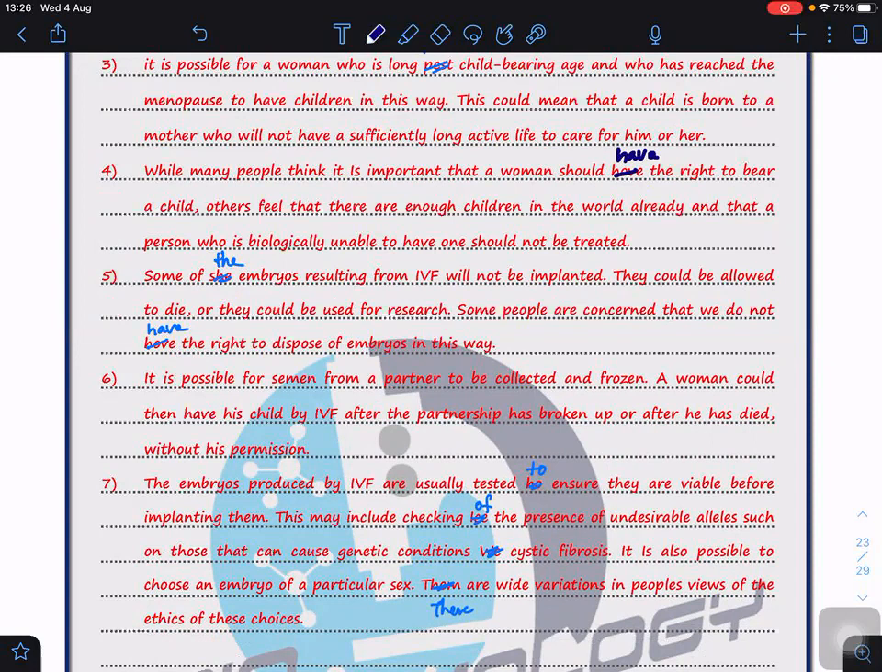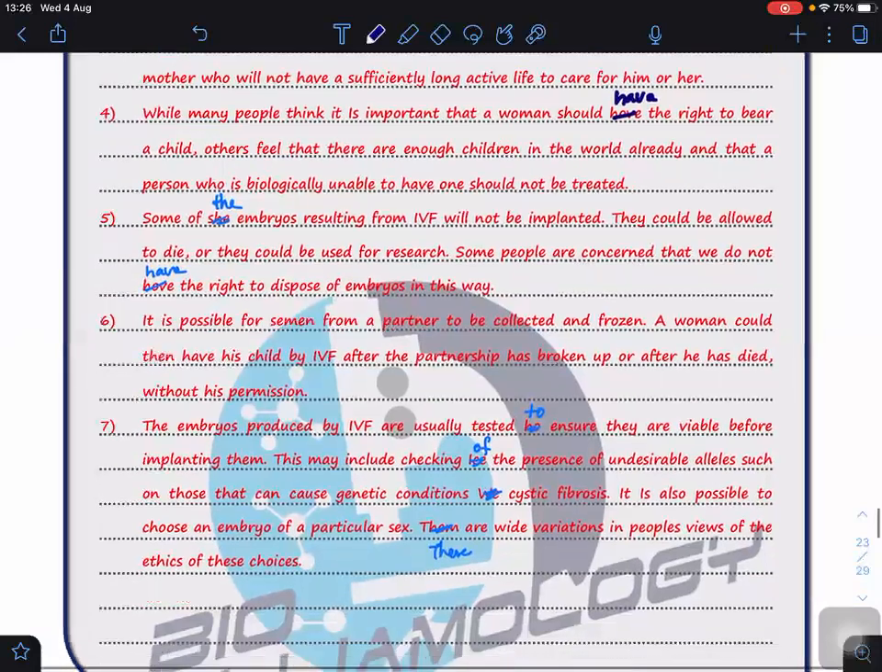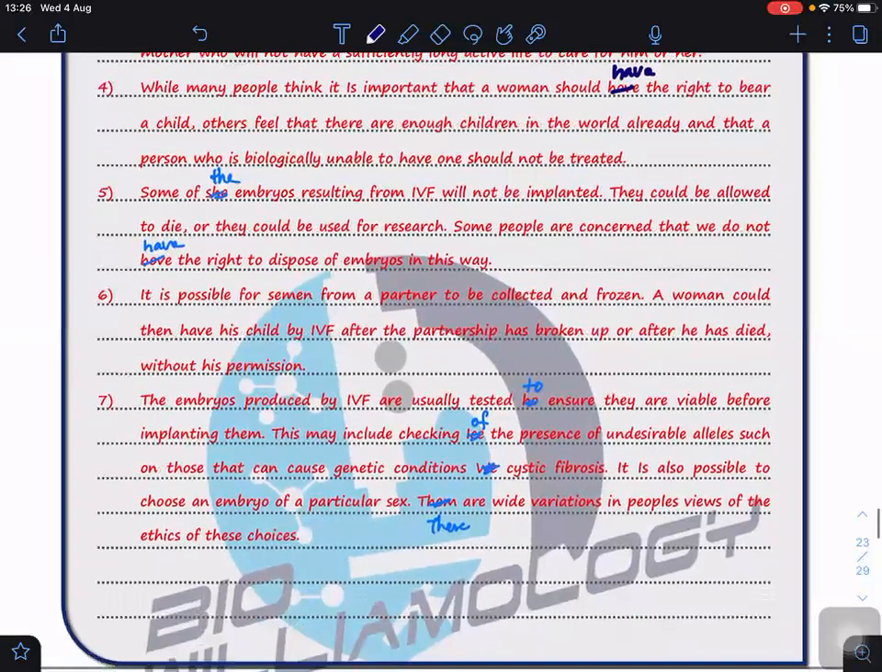Okay, some of the embryos resulting from IVF will not be implanted. They could be allowed to die or could be used for research. Some people are concerned that we do not have the right to dispose of the embryo because it might be living. Okay, it's considered living. It's also possible for semen from the partner to be collected and frozen. A woman could then have his child by IVF after the partnership has broken up or after he has died, without his permission. So in this case, without permission, is it allowed or not?